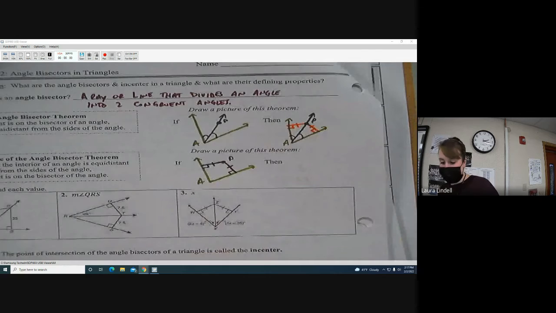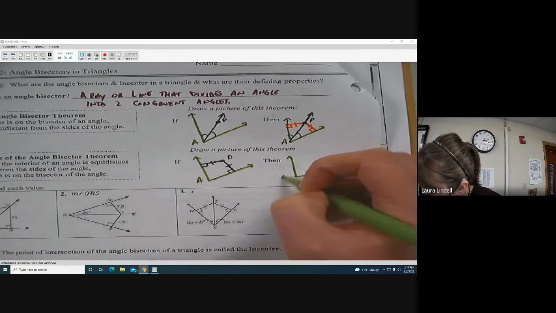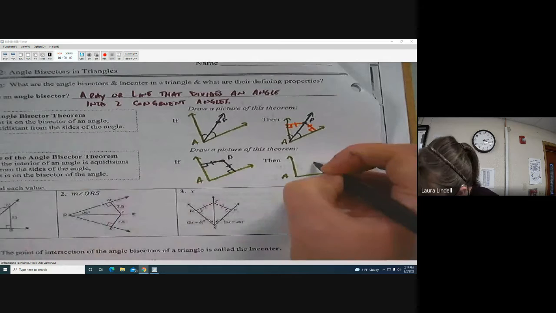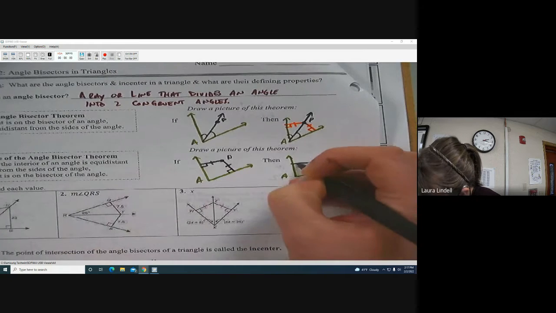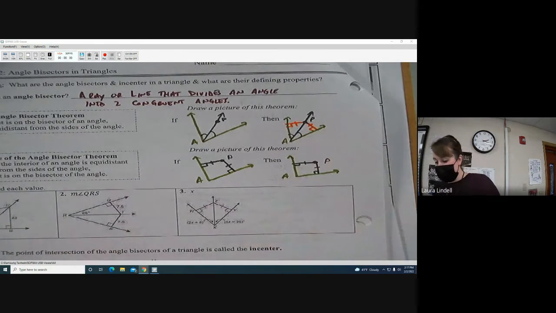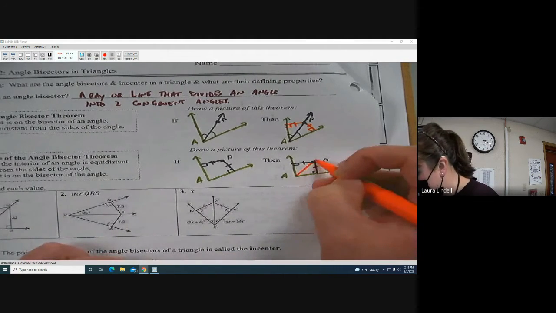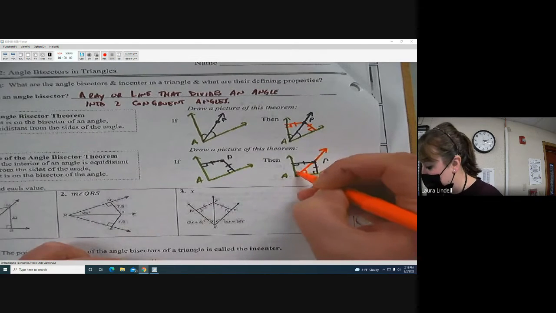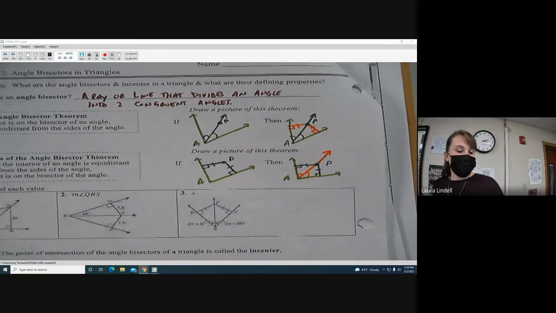So if we have that, then same thing, adding stuff to it. All right, so P is equidistant from both sides of the angle. Then the angle bisector is going to go through that point P. So if I've got a ray that goes through point P, I know that that ray is an angle bisector. So that can help me to identify an angle bisector if I did not have the markings of an angle bisector on there.